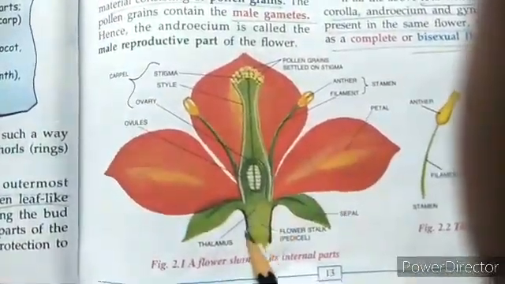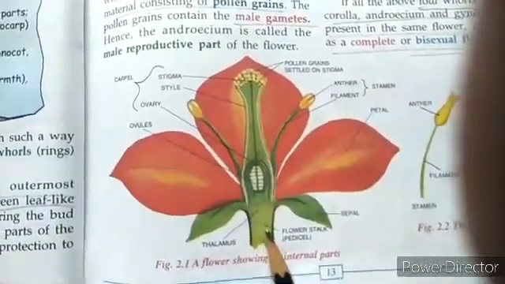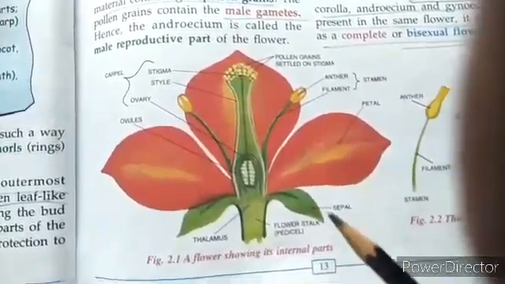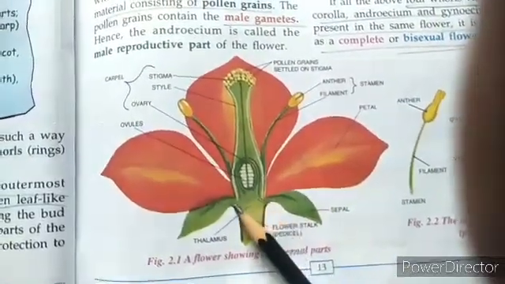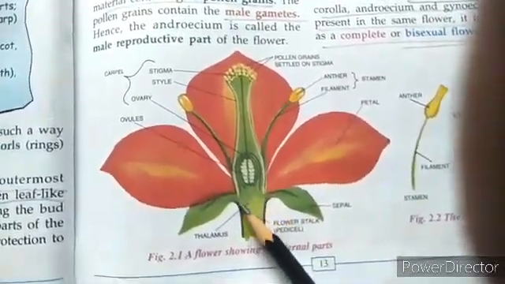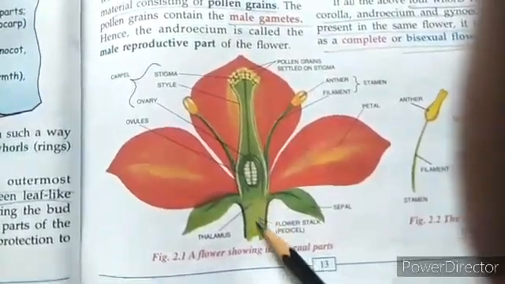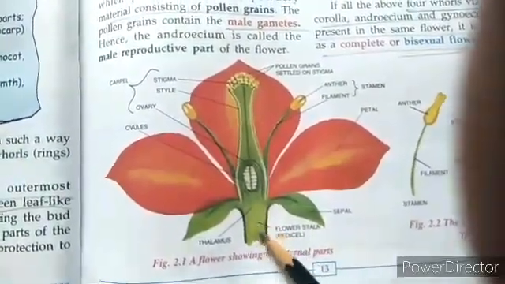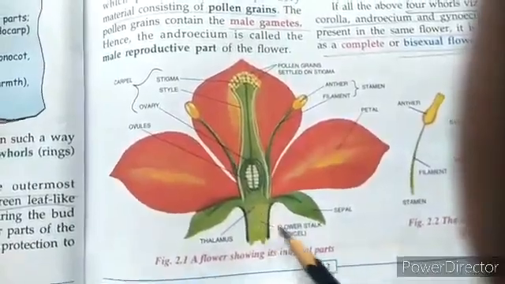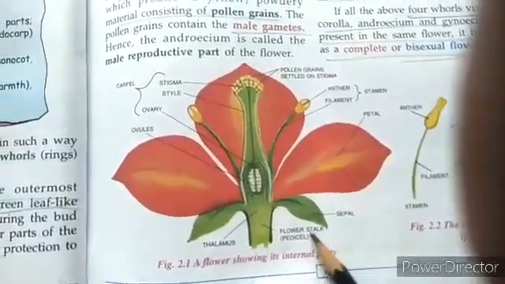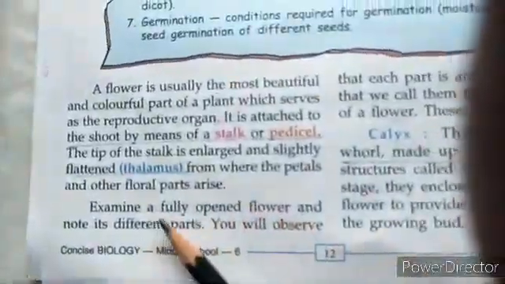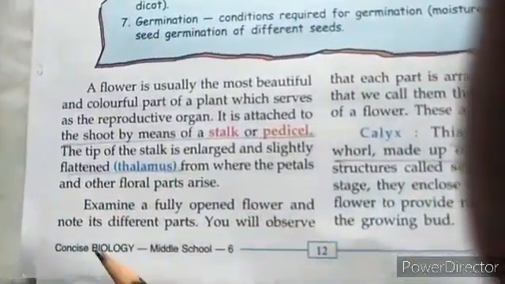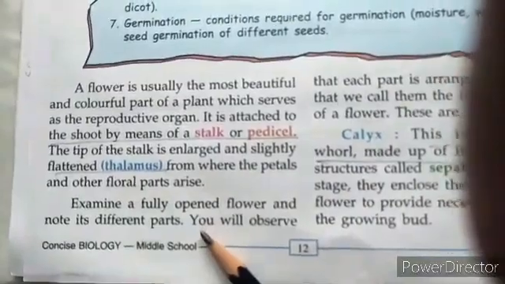So this is the thalamus here, as we can see, the base of the flower, and the stalk that attaches the flower with the branch is known as the pedicel. So we have seen this now. Examine a fully opened flower and note its different parts.